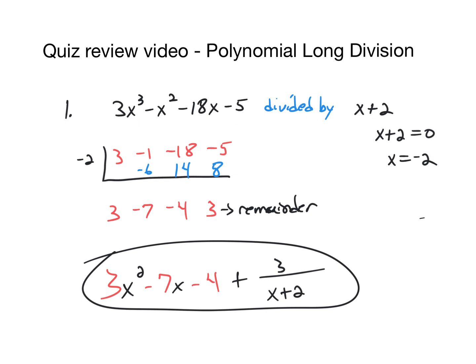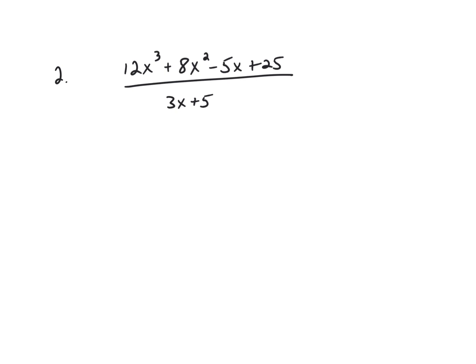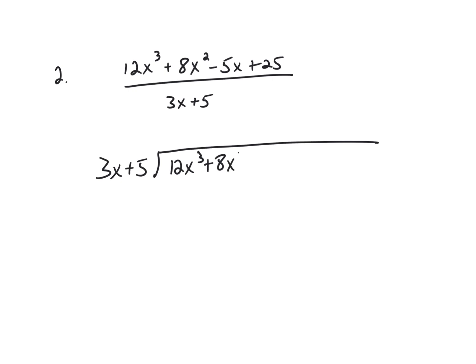Okay, now let's look at one where we can't use synthetic division. With this division problem, because we're dividing by a 3x plus 5, we can't use synthetic. So I'm going to go ahead and set this up and show you how to divide. So 3x plus 5 divided into 12x cubed plus 8x squared minus 5x plus 25. Of course, you can always do long division this way. You don't really have to use synthetic, but we can't use it on this one.